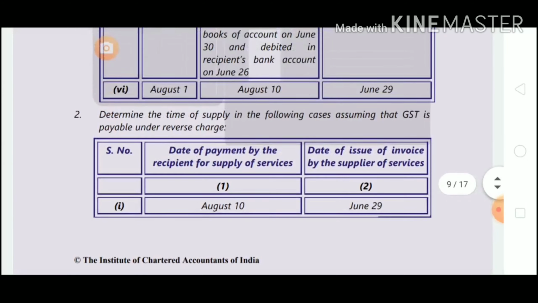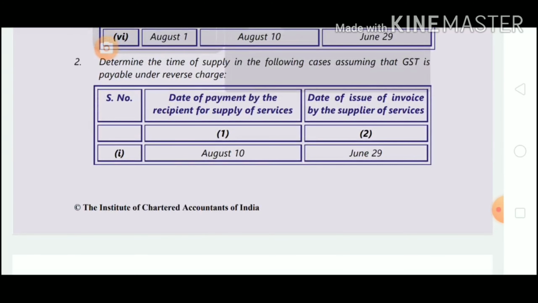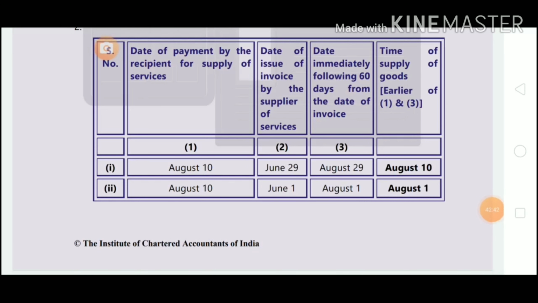Okay. Date of service is August 10, date of invoice is June 29. So out of 3 events, 2 events are clubbed as they have given the date of payment directly. We don't have to take the earlier one. Clear? So we'll take the date of event and the 61st day from the supplier's invoice. Now invoice is June 29. Calculate the 61st day. See the answer. Date of payment August 10, date of invoice is June 29 and 61st day is August 29.